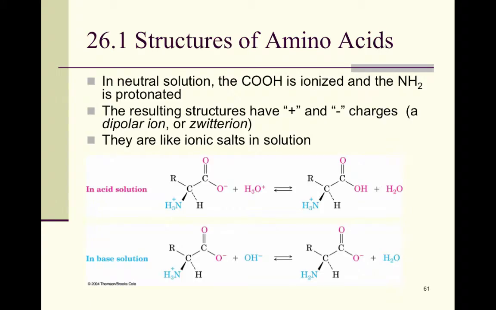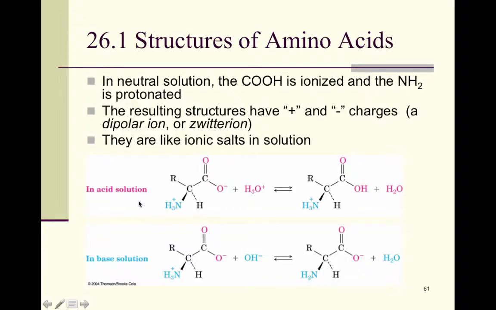Structures of amino acids. In neutral solution, the carboxylic acid is ionized and the NH2 is protonated. This results in a dipolar ion known as a zwitterion. The molecule itself has both a positive and a negative charge. They are like ionic salts in solution.